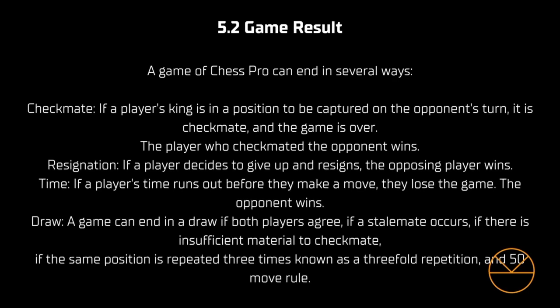The opponent wins. Draw. A game can end in a draw if both players agree, if a stalemate occurs, if there is insufficient material to checkmate, if the same position is repeated 3 times, known as threefold repetition, and the 50-move rule.